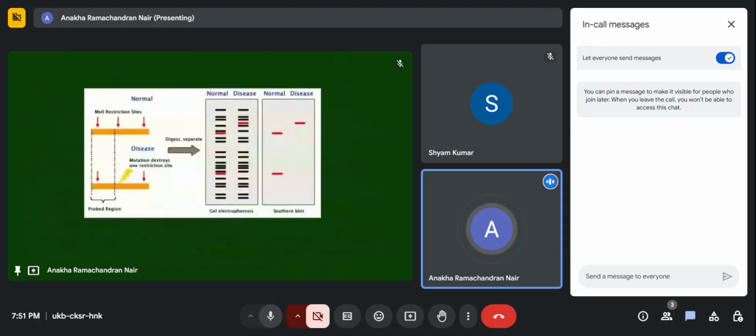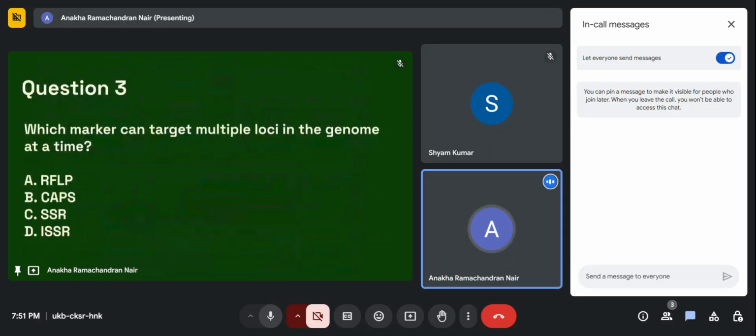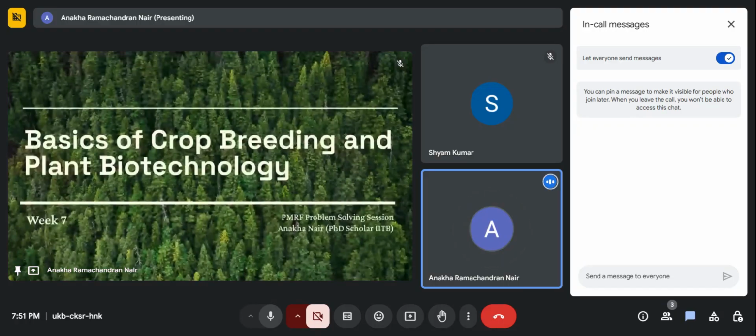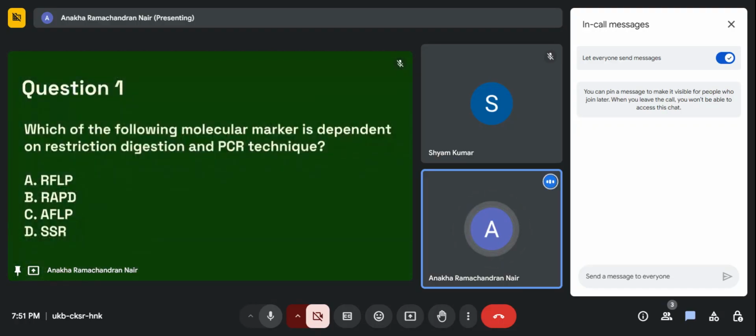I'll just start with the first few questions, all right? So, just ask me if you are not understanding the explanation, and just maybe try guessing the answers also, all right? So, let's start with question number one.